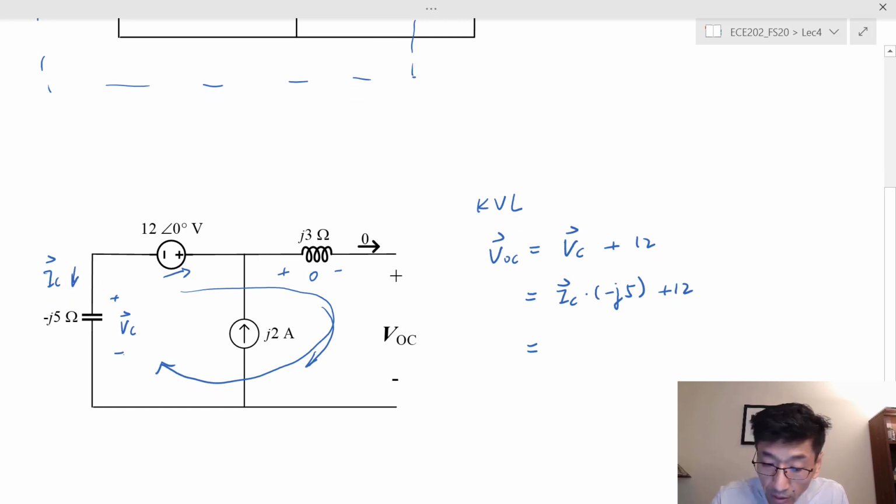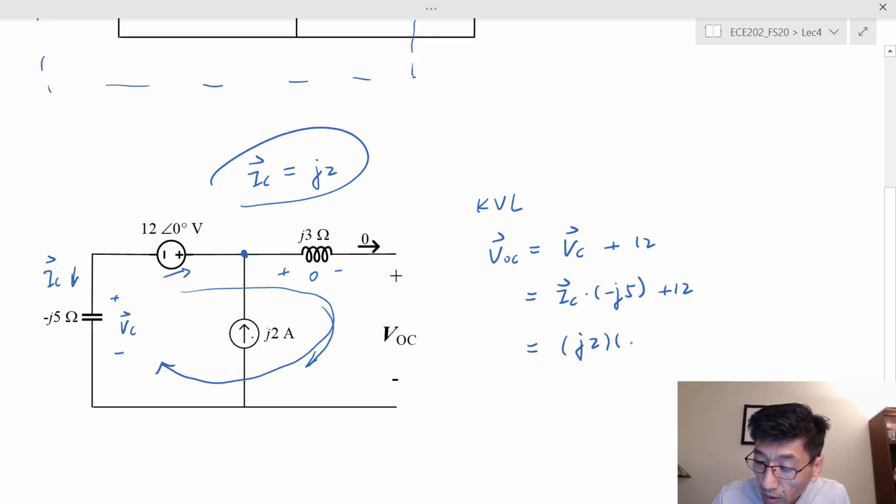And then what is I sub C? Well, if you apply the KCL at this point, I sub C is the leaving current, right? That should be equal to the entering currents, with this current source here, j2, and there's another one, this one is 0, so that's it. So I sub C should be equal to negative j2. It should be plus j2, not negative. So that should just be j2 times minus j5 plus 12, which is, negative j times j, that's 1, so that's a 10, so that's 12 volts, right?